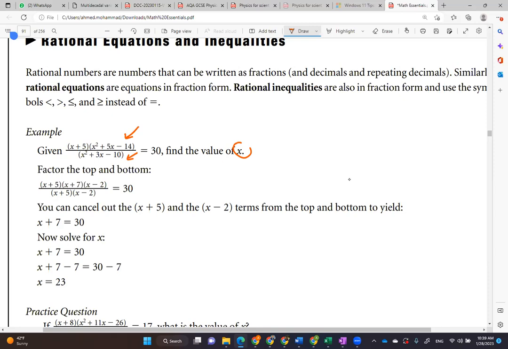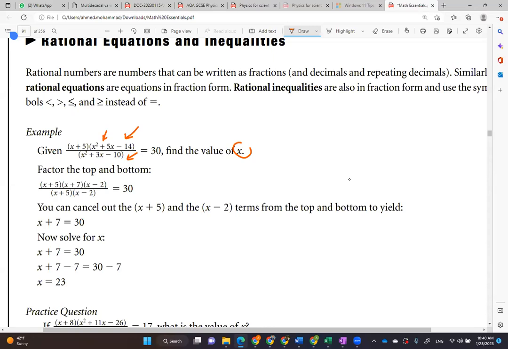So what are the two numbers that, when we multiply them together, give negative 14, and when we add them, give 5? Positive 7 and negative 2. So x plus 7 and x minus 2 is the factoring of the first quadratic function. Very simple. And what are the two numbers that multiply to negative 10 and subtract to give 3? Positive 5 and negative 2. So x plus 5 and x minus 2.